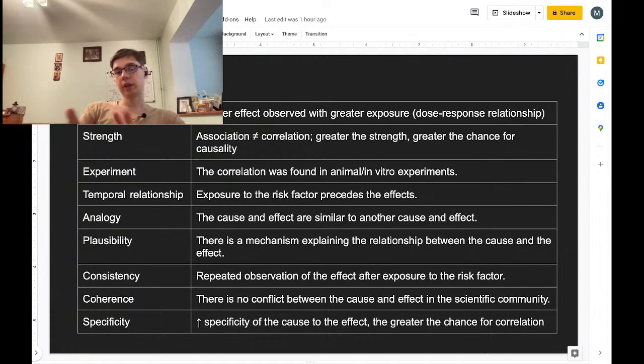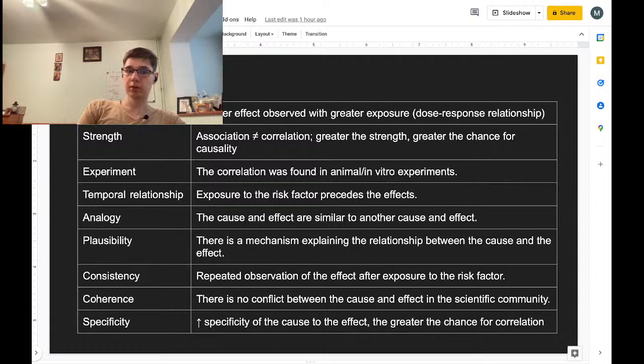Firstly, a biological gradient, as we discussed. The greater the effect observed, the greater the exposure. This is the dose-response relationship. The strength: although association is not equal with correlation, the greater the strength, the greater the chance for causality.